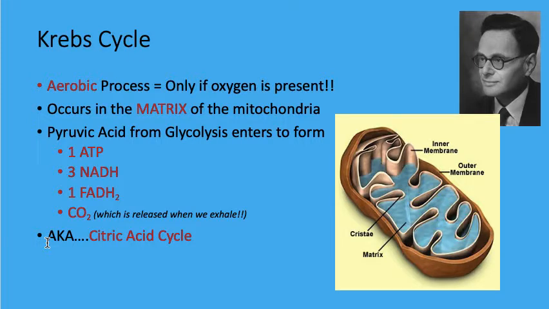Sometimes you'll hear this called the citric acid cycle, and it's really because in a couple slides we'll see that for a moment we form some citric acid, and it's a pretty important piece of this puzzle in order for cellular respiration to take place and to happen. But most of the time people call it the Krebs cycle.